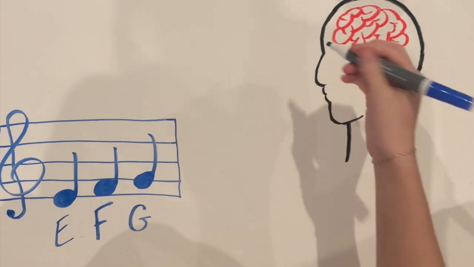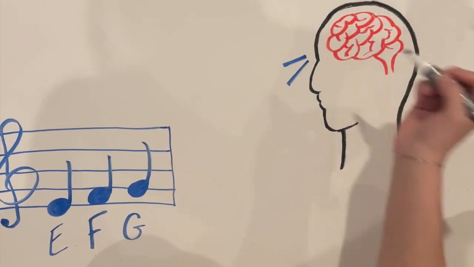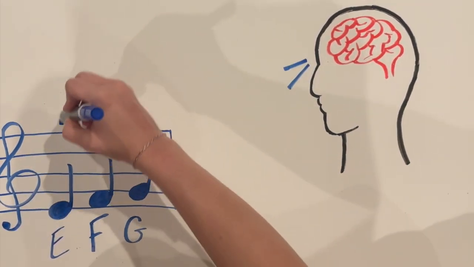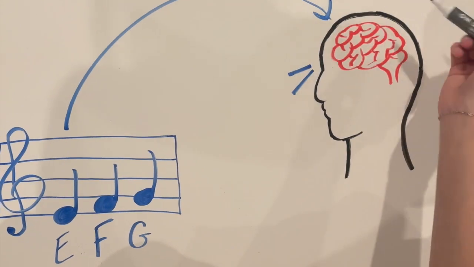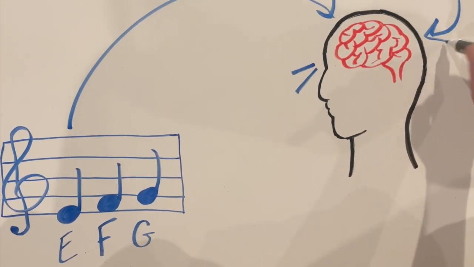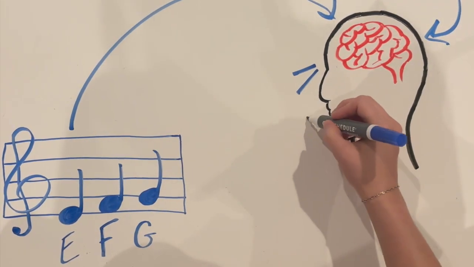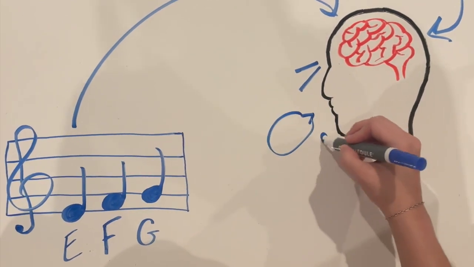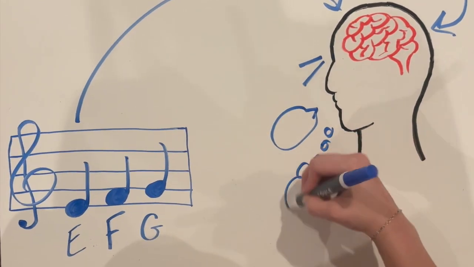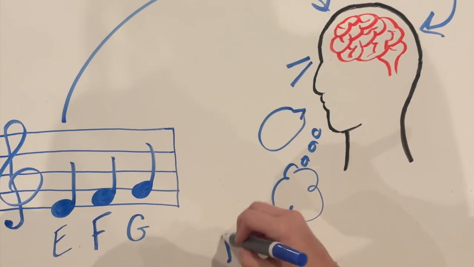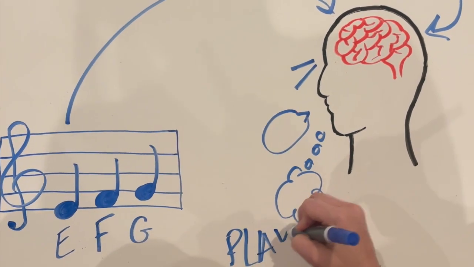Whenever a musician is reading their notes, they have an identical process. They see the notes, and the image of the notes are sent to the right side of their brain, and then the right side sends it to the left, and they can do the same thing. They can speak it, they can think it, but most importantly, when it comes to musicians, they can play it.